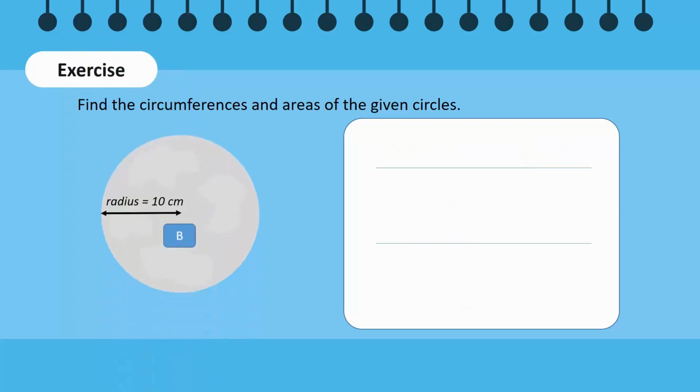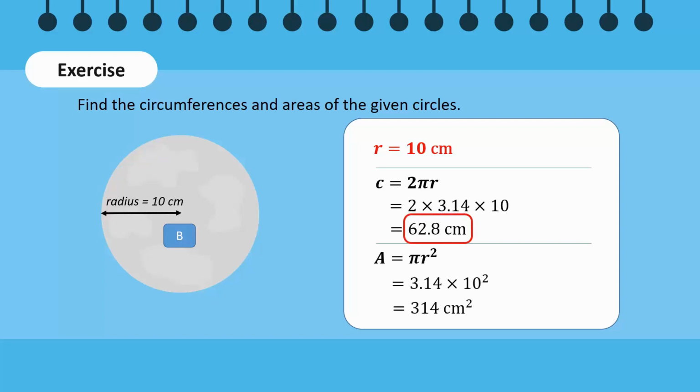Circle B has a radius of 10 centimeters. Using the formula C is equal to 2 pi r, we get the circumference 62.8 centimeters. To calculate the area, we use the formula for area pi r squared.